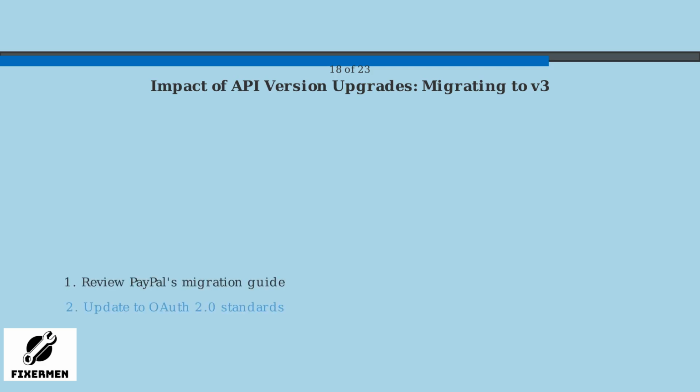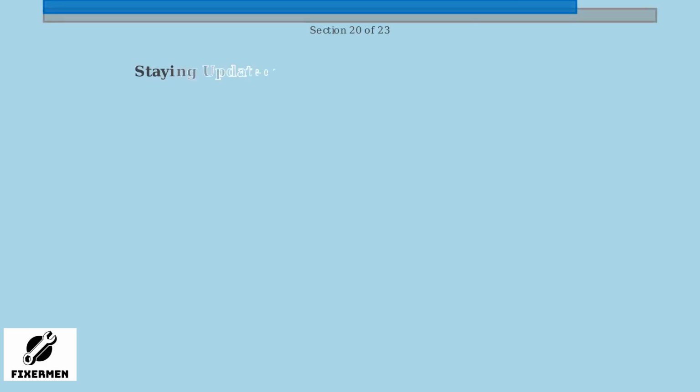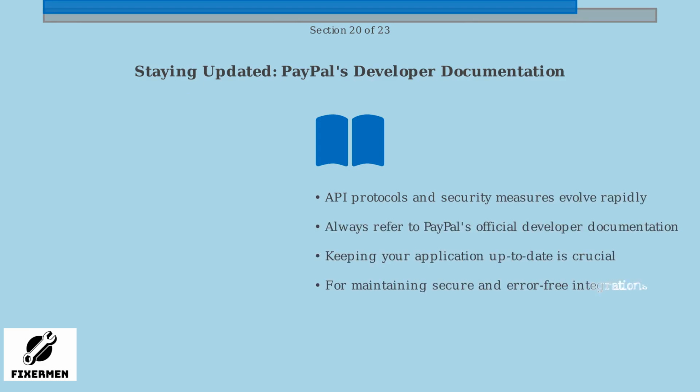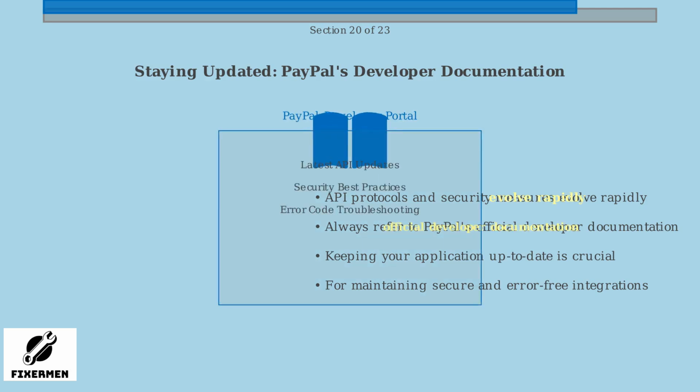To avoid these issues, migrate to the latest API versions by reviewing PayPal's documentation, updating your code to OAuth 2.0, testing thoroughly in the sandbox, and monitoring live deployments. Following these updated authentication guidelines ensures your PayPal integration remains secure and error-free. API protocols and security measures evolve rapidly. Always refer to PayPal's official developer documentation for the latest updates and best practices. Keeping your application up to date is crucial for maintaining a secure and error-free integration.